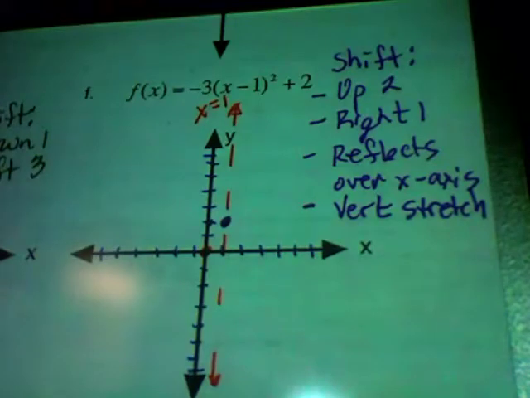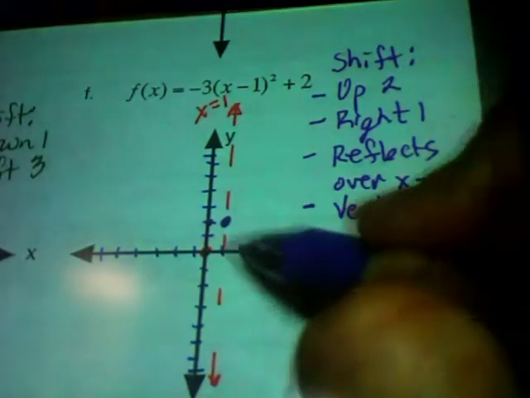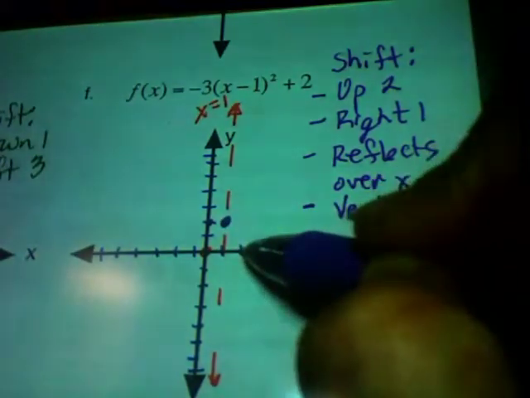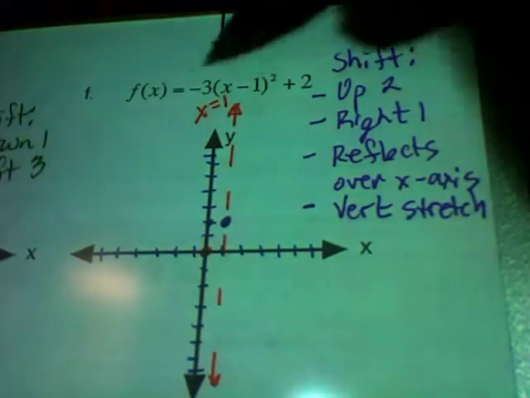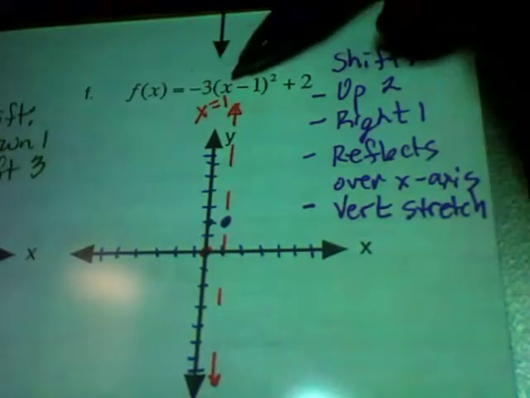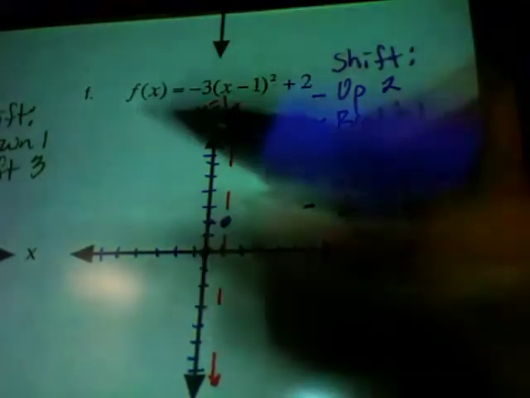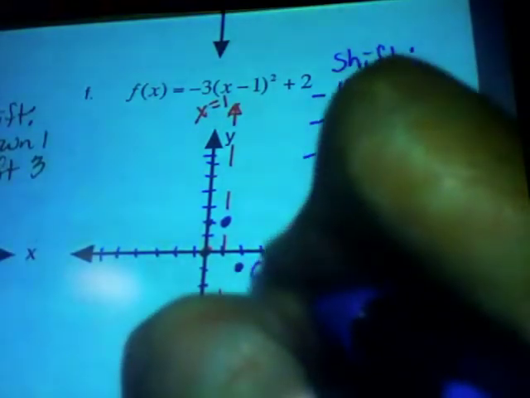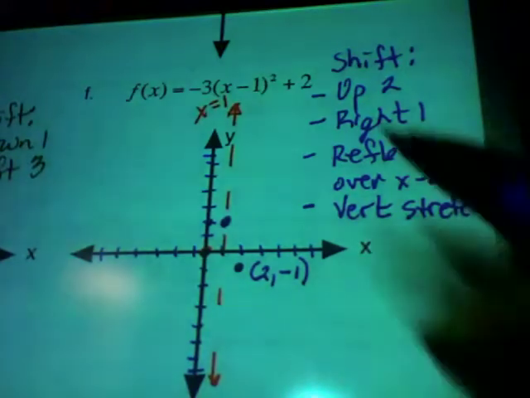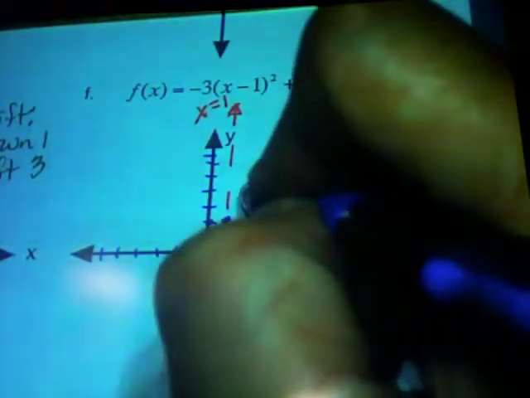Alright, so choose a point to the right of my vertex, so it would be 2. So plug in. What's 2 minus 1? 1 squared? 1 times negative 3? Negative 3 plus 2? Negative 1. So to the right 2, down 1. So I'd label that point, label your vertex, which is 1, 2.